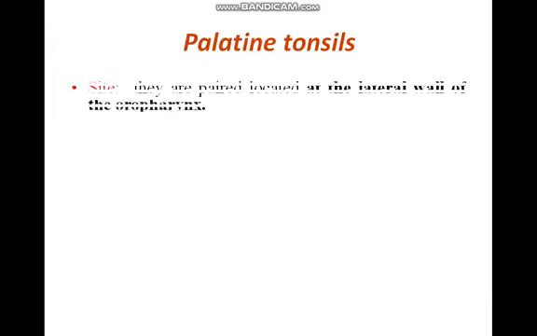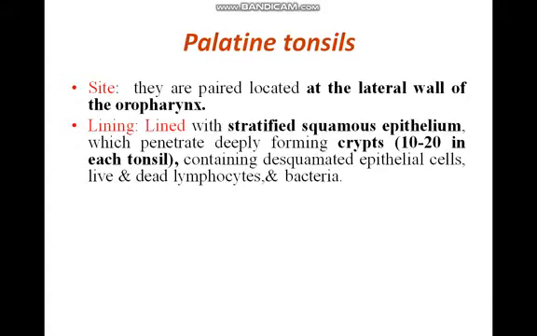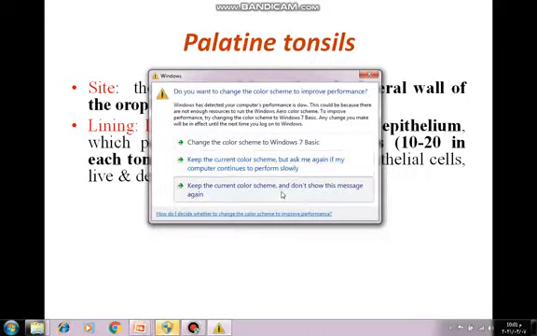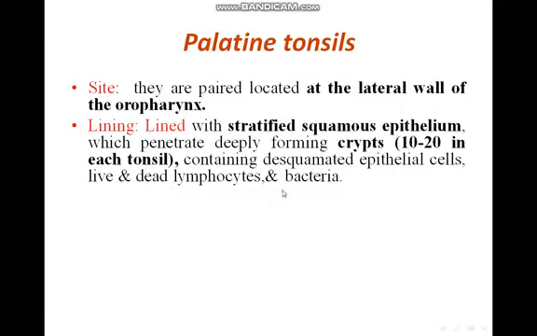First, pharyngeal tonsils, then we have palatine tonsils and the lingual tonsils. The palatine tonsils are paired structures located at the lateral wall of the oropharynx, and they are lined, that means covered, by stratified squamous epithelium. This epithelium dips deeply inside the tonsils, forming a structure called the crypt, which are about 10 to 20 in number in each tonsil. In case of tonsillitis, this crypt will be filled by inflammatory cells such as lymphocytes and bacteria, and also by desquamated epithelial cells.